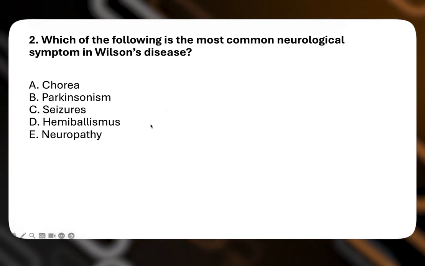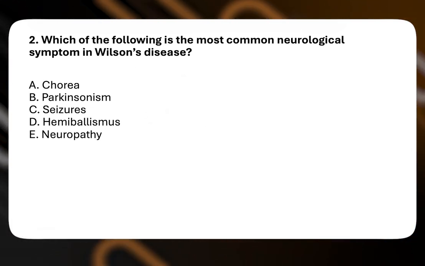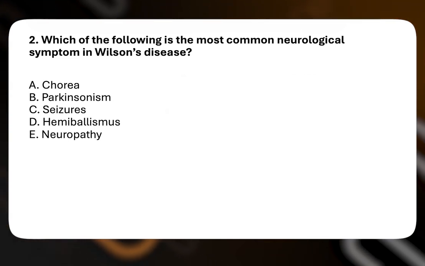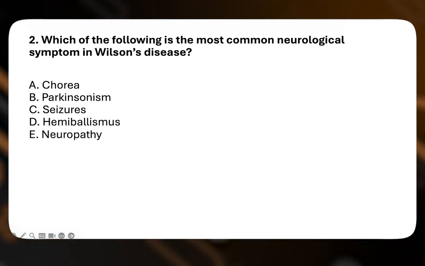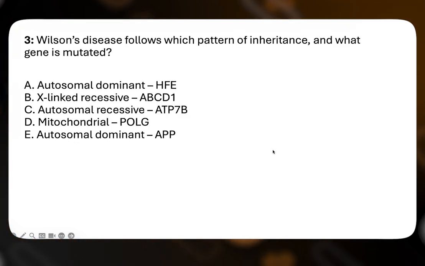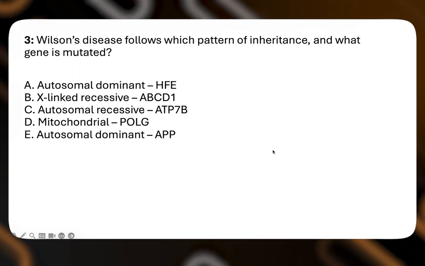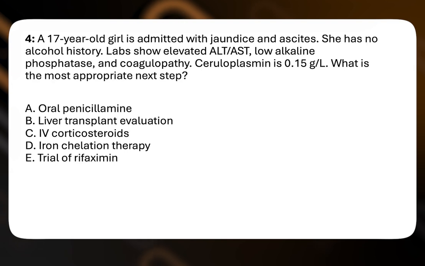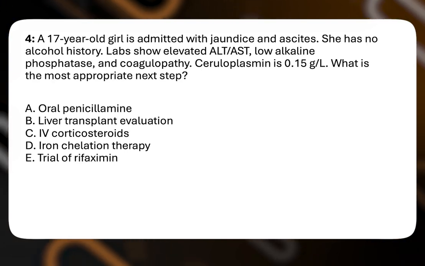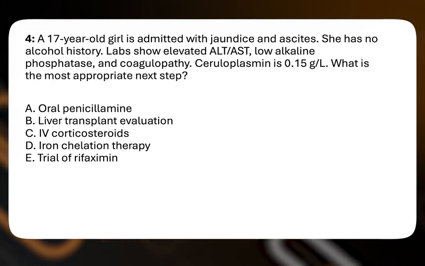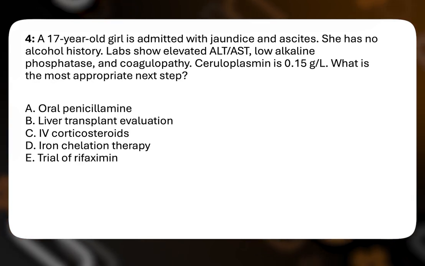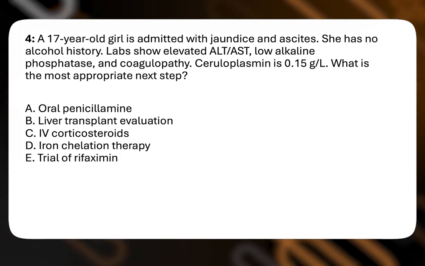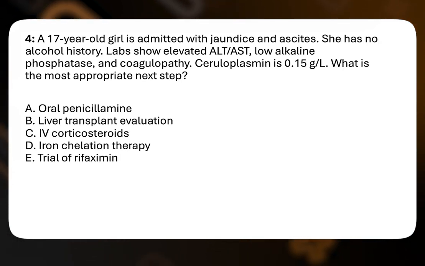Second question: which of the following is the most common neurological symptom of Wilson disease? You can type your answers. Wilson's disease: which pattern of inheritance, and what gene is mutated? Next one: a 17-year-old girl is admitted with jaundice and ascites. She has no alcohol history. Labs show elevated ALT, AST, low alkaline phosphatase, and coagulopathy. Ceruloplasmin is 0.15 gram per liter. What is the most appropriate next step?